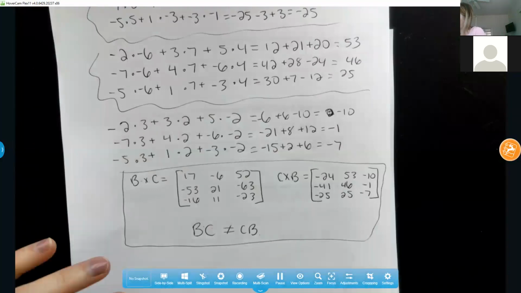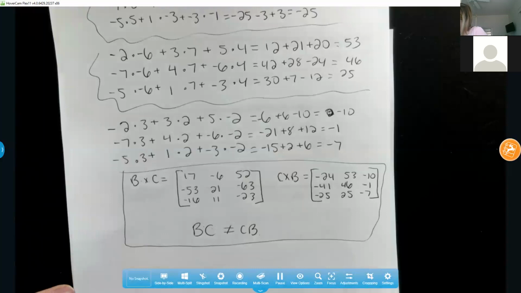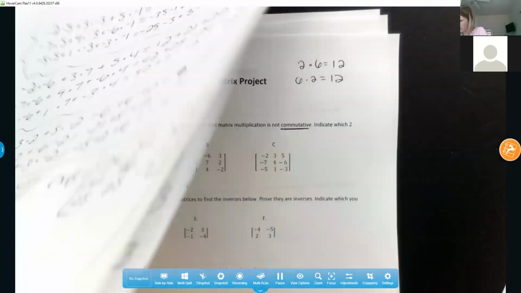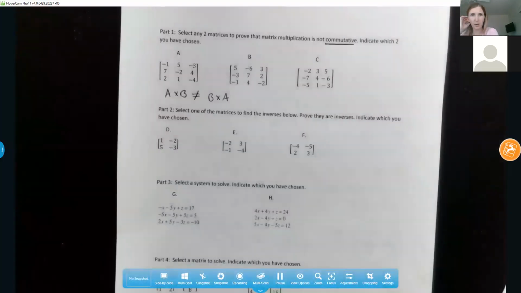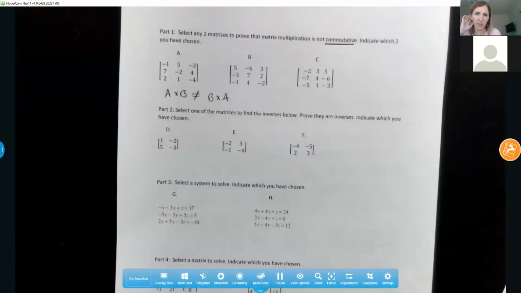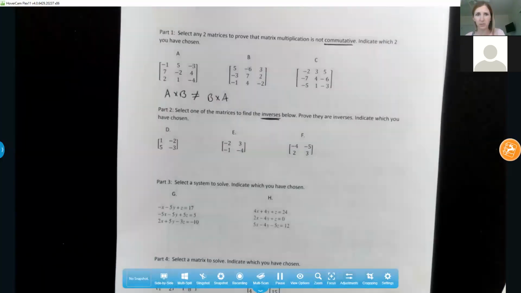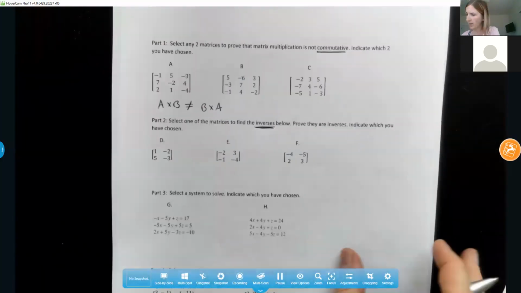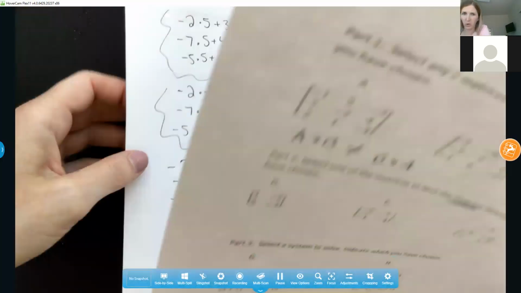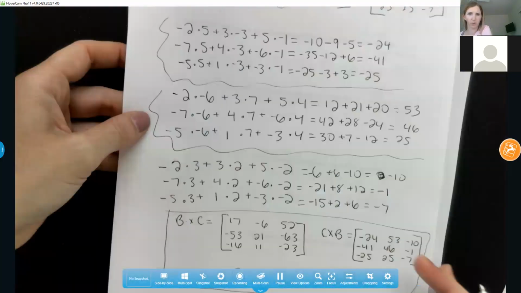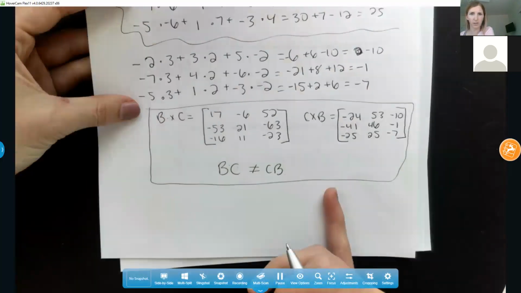Okay. You ready for part 2? Yes. Okay. All right. Original paper. All right, part 2, select one of the matrices to find the inverse. All right. Hold on. Click back up part 1. Oh yeah. Like the final answer, or what we got for like this right here? Yes. Okay.